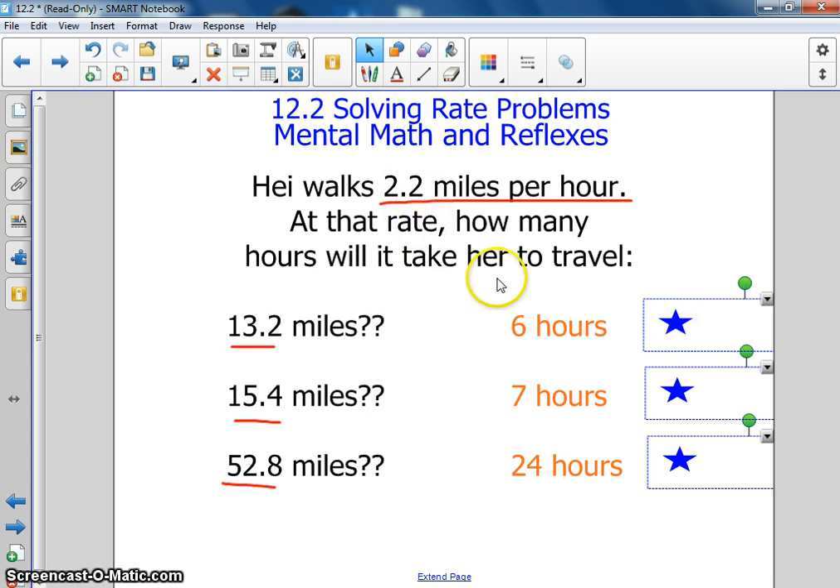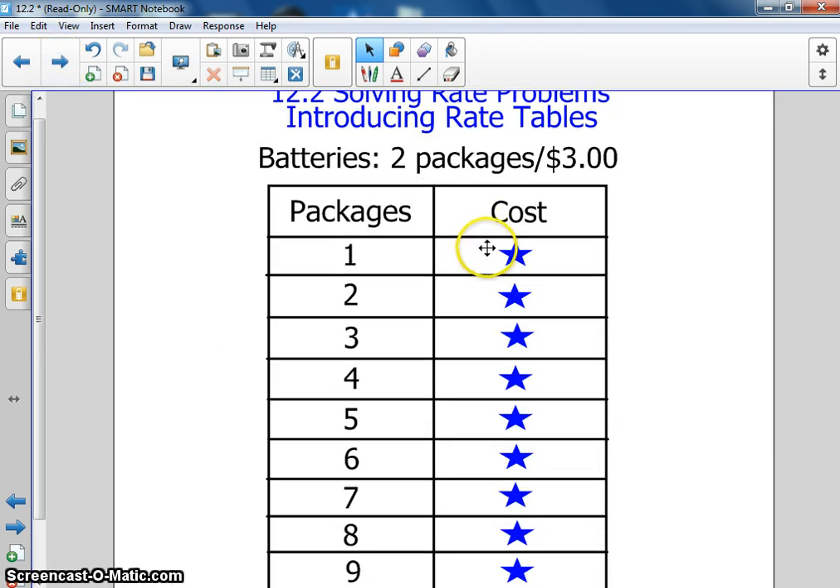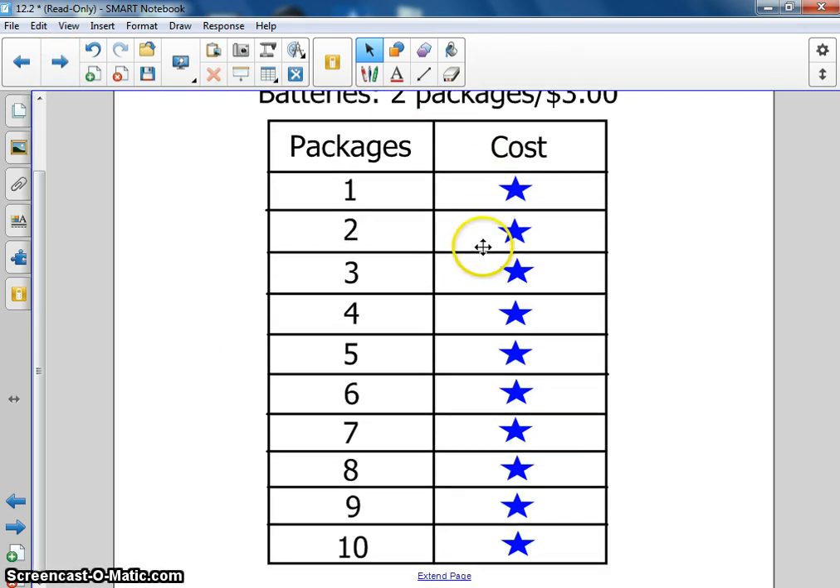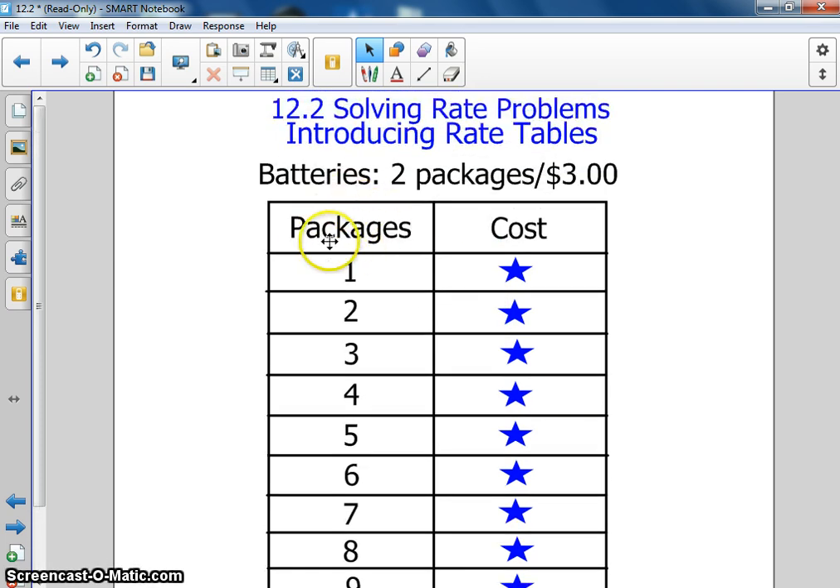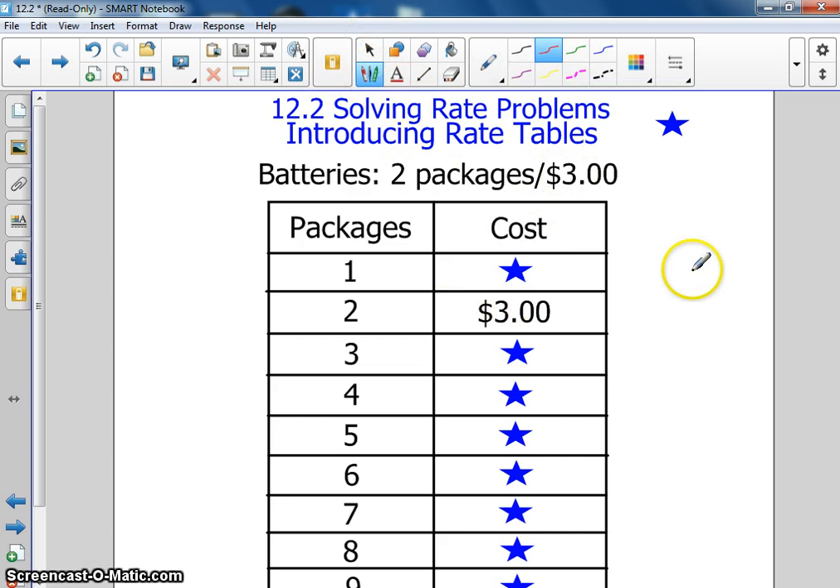There's your answer. This times 6 would give you here. This times 7 would give you here, and so on. Okay, this is a rate table, and you'll see a lot of these in our work tomorrow. A rate table is an easy way for you to organize where you're comparing 2 things. You're comparing the packages versus the cost of each package. Now we know that 2 packages cost $3 right there, because it says 2 packages are worth $3. But I always want you to find what? The unit cost.